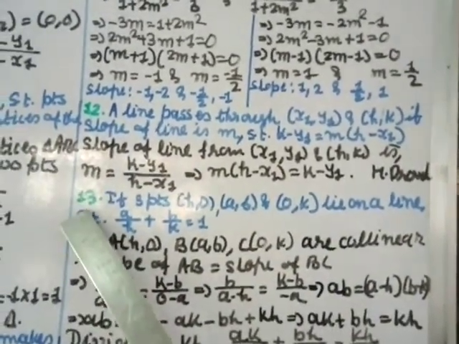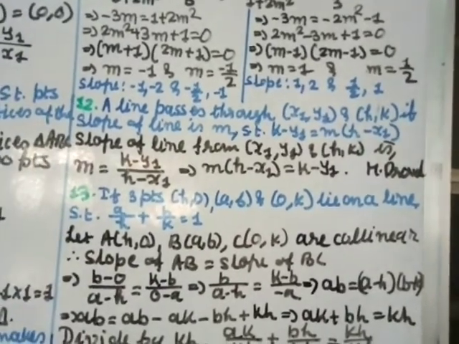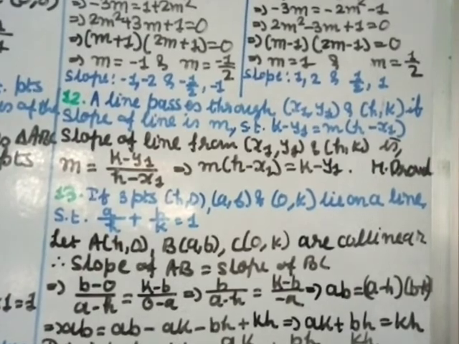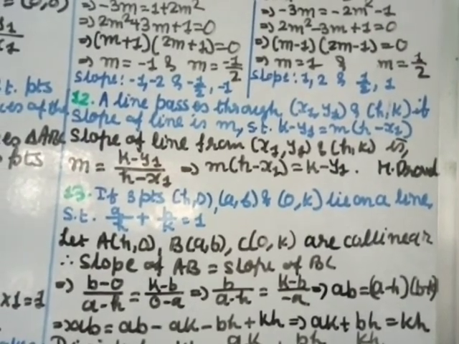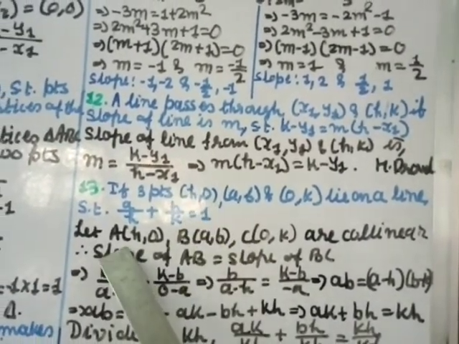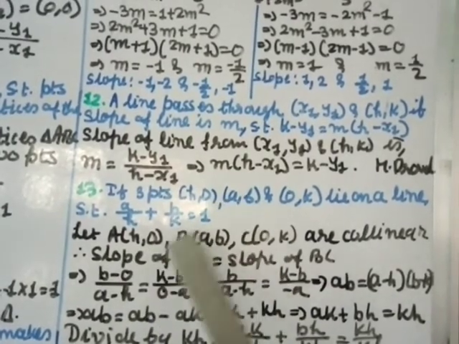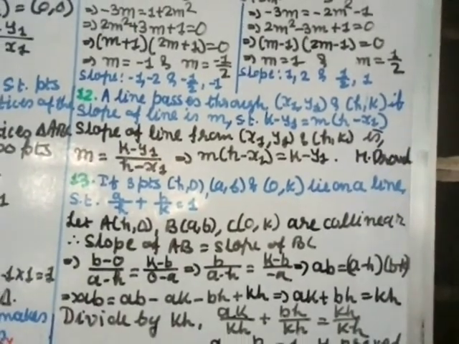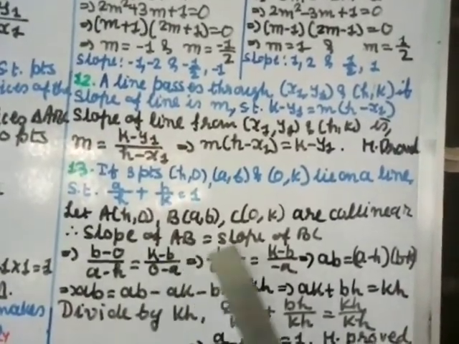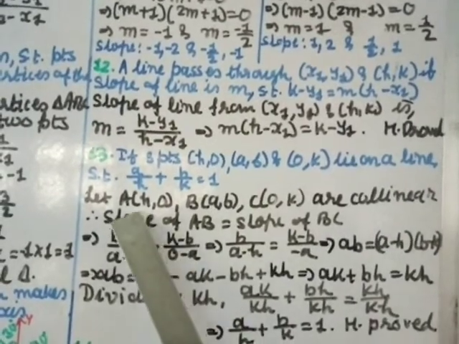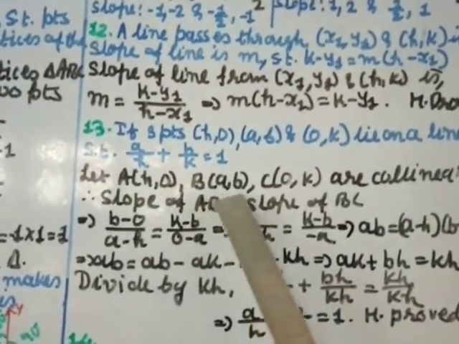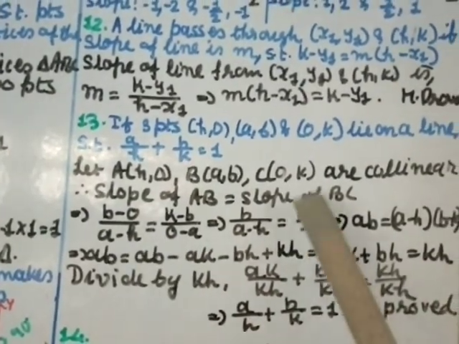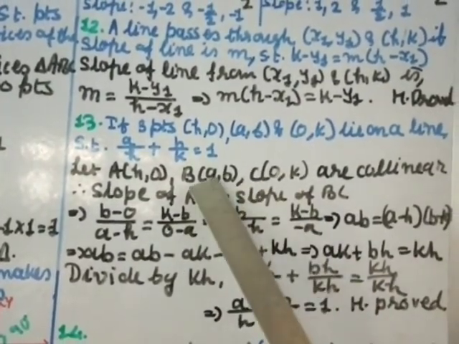Answer. Question number 13. If 3 points (h, 0), (a, b), (0, k) lie on a line, show that a/h + b/k = 1. Call this as A (h, 0), this as B (a, b), and this as C (0, k) are collinear. Now if A, B, C are collinear, then we know that slope of AB is equal to slope of BC. Okay, so I'll write slope of AB first. Slope of AB, so (b minus 0) divided by (a minus h) equal to slope of BC, which is (k minus b) divided by (0 minus a).